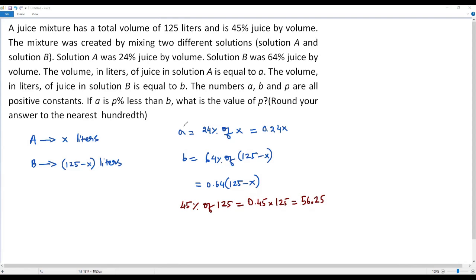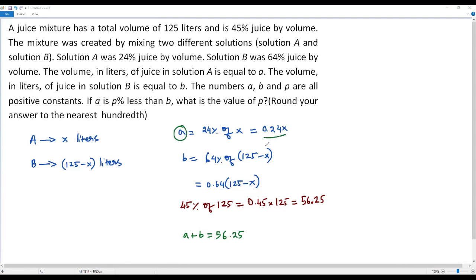Already we know that lowercase a represents the number of liters of juice in solution A, and lowercase b represents the number of liters of juice in solution B. When we add them, that equals the number of liters of juice in the mixture. Just now we got it, that is 56.25 liters. Let me write it over here. Okay, already we got some stuff that is equal to a.